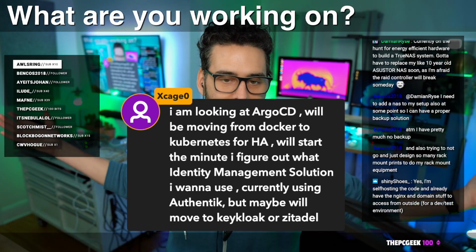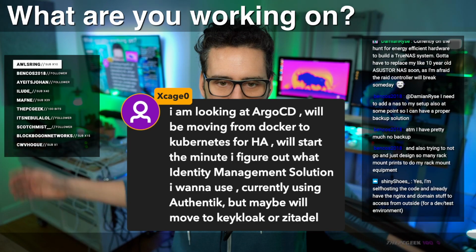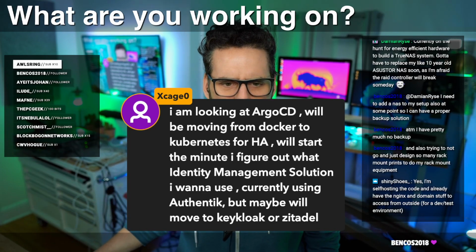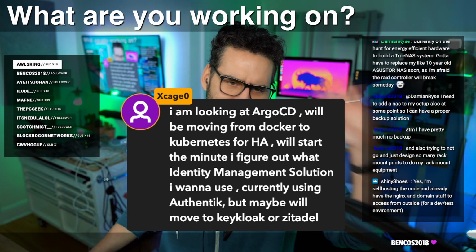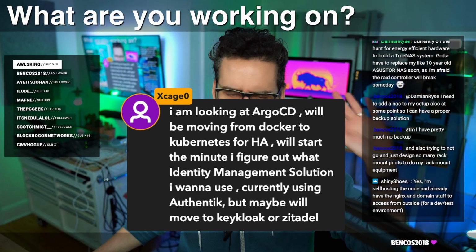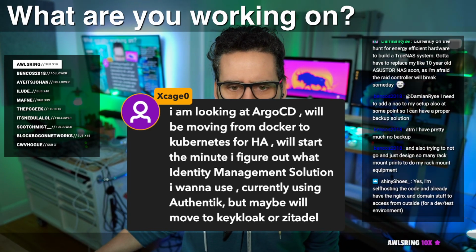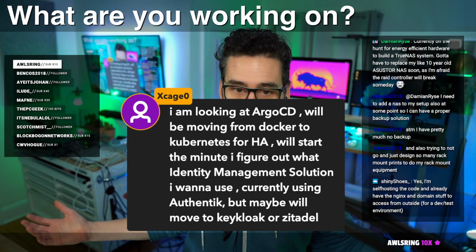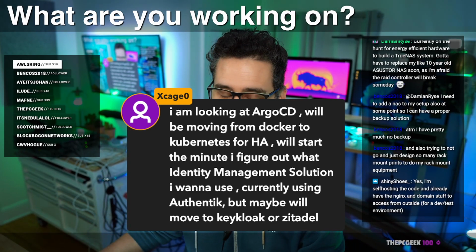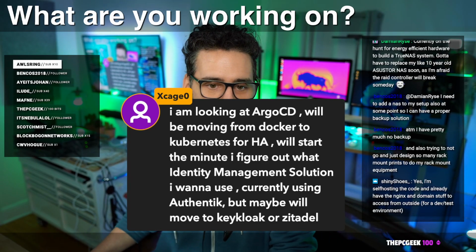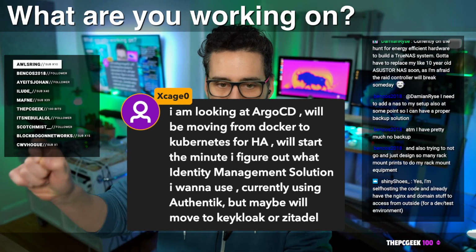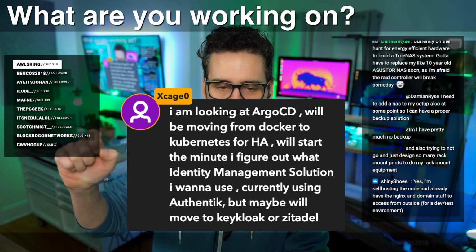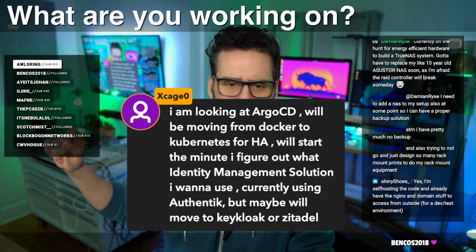Yeah, all good choices. I used Authelia for a while. That's an auth proxy, so I guess not an IMS or identity management solution. But Authentik seems pretty good. Keycloak seems pretty good. Citadel seems pretty good. I don't have experience with Citadel. I have just minimal experience with Authentik and Keycloak.